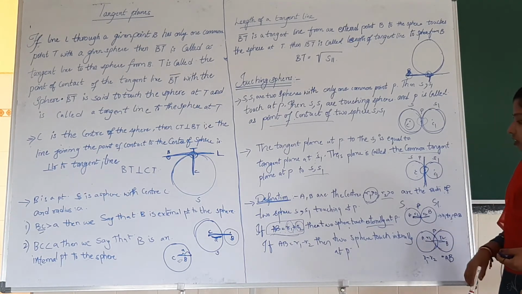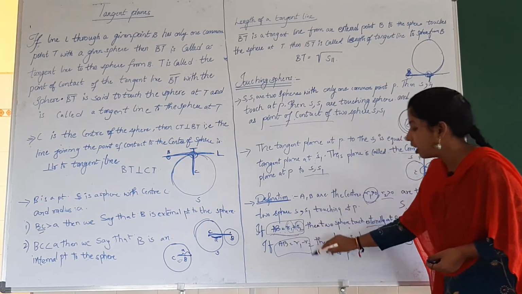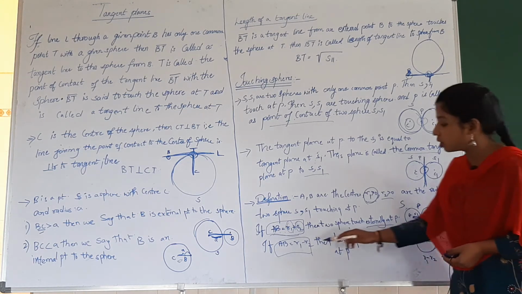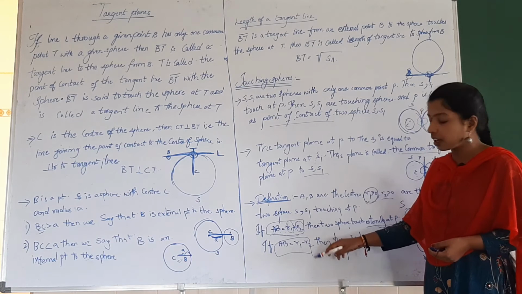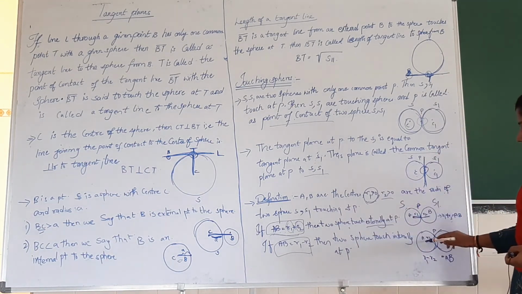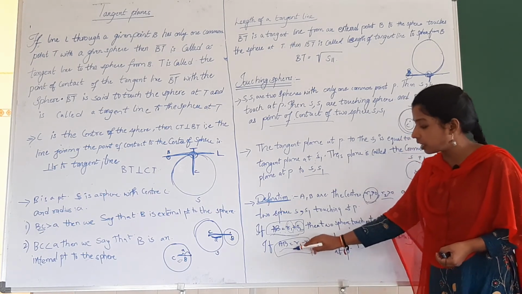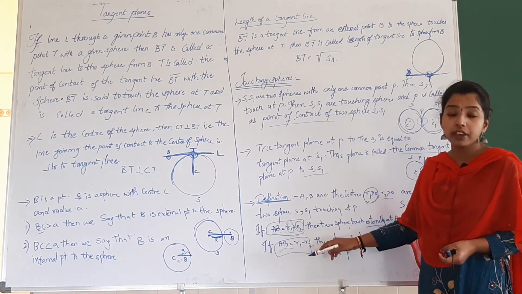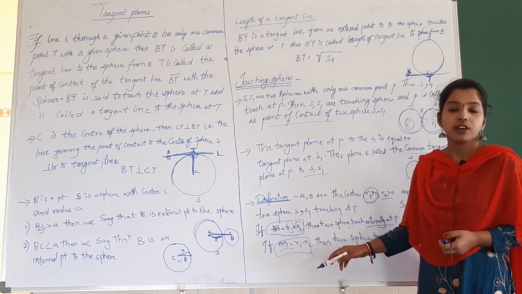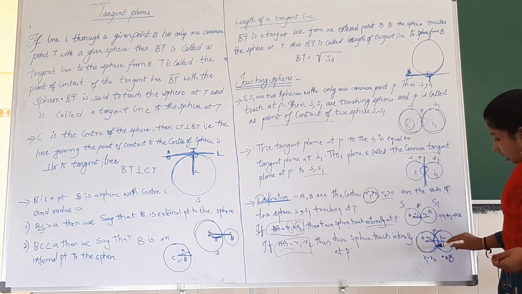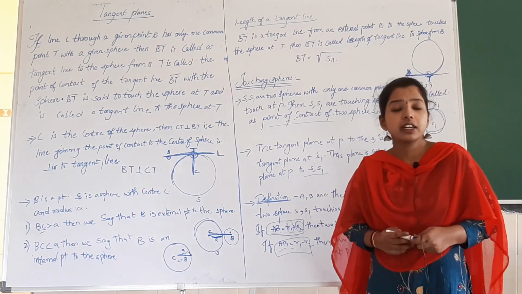And the next thing is, if the distance between the two centers is equal to R1 minus R2, where R1 is the radius of the first sphere and R2 is the radius of the second sphere, that is AB is equal to R1 minus R2, then we can say that these two spheres touch internally.